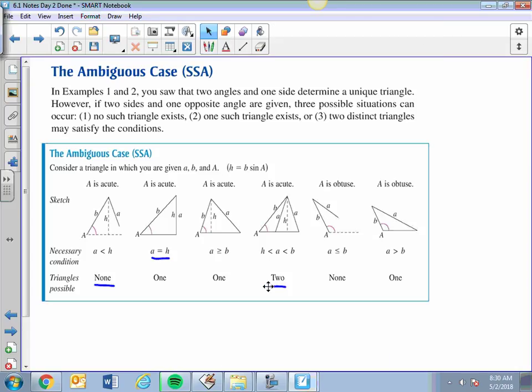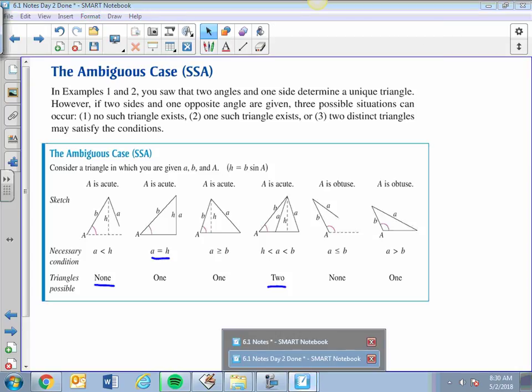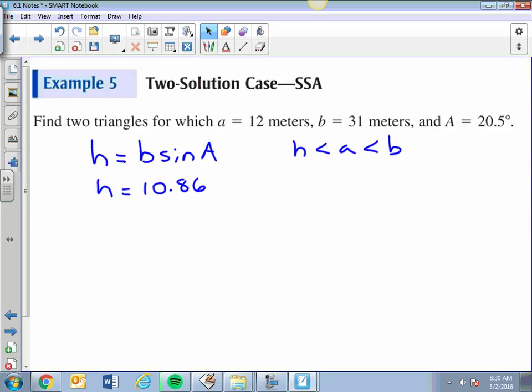I'm going to be flipping back and forth between these notes and this one here. All right. So what I did is we have A is 12 and B is 31. The angle doesn't throw me off a whole lot. It's 20.5, so that probably means that this can fit into a triangle. We just have to figure out which one.